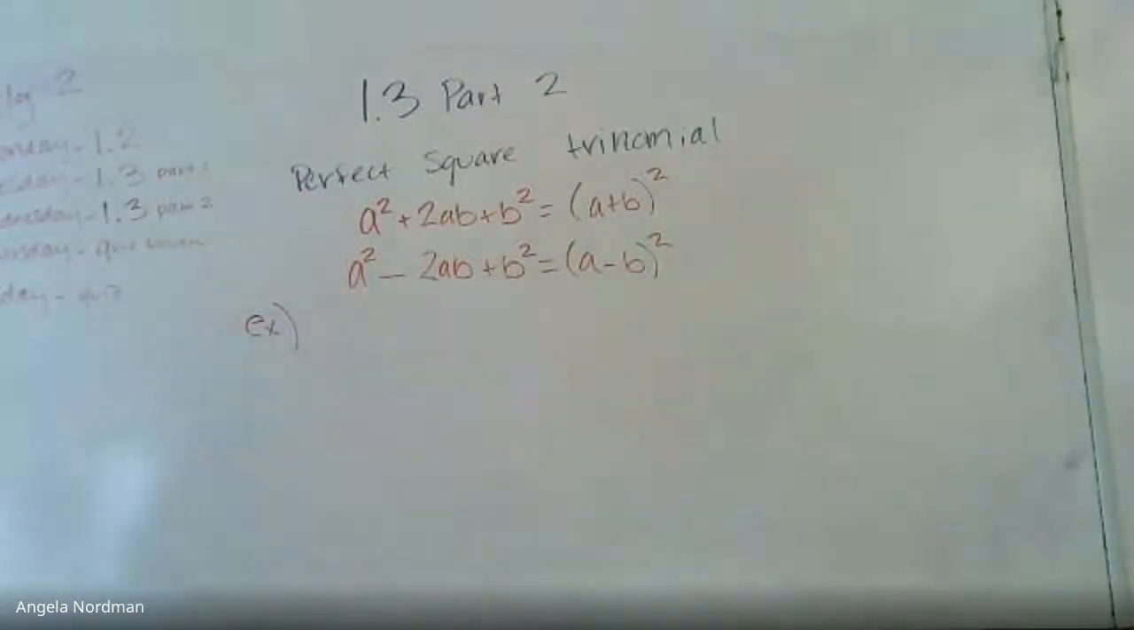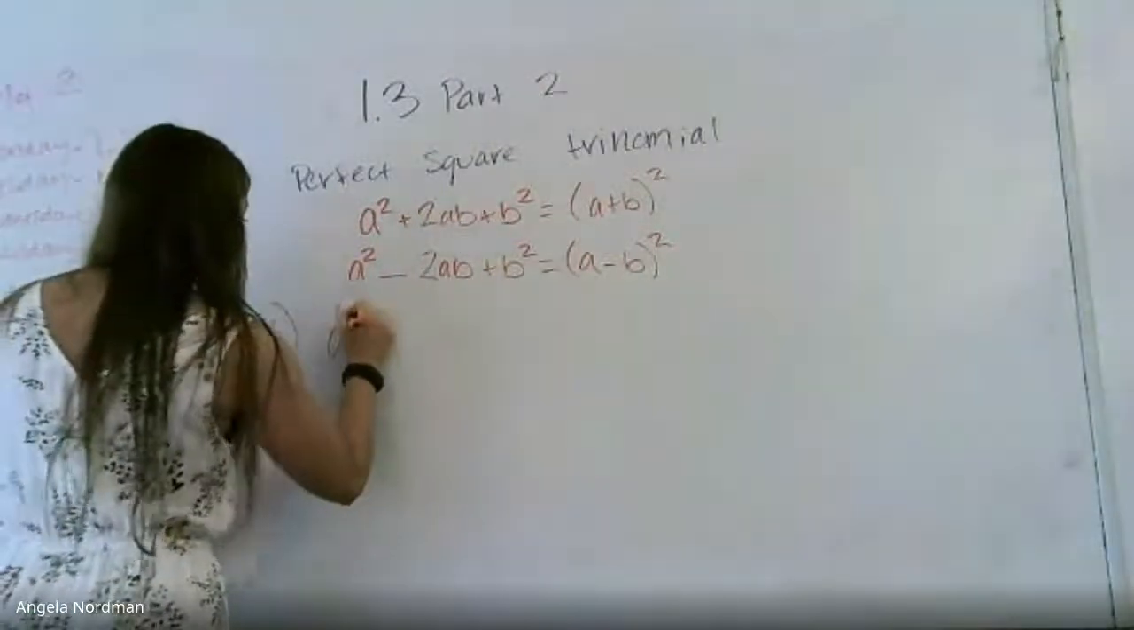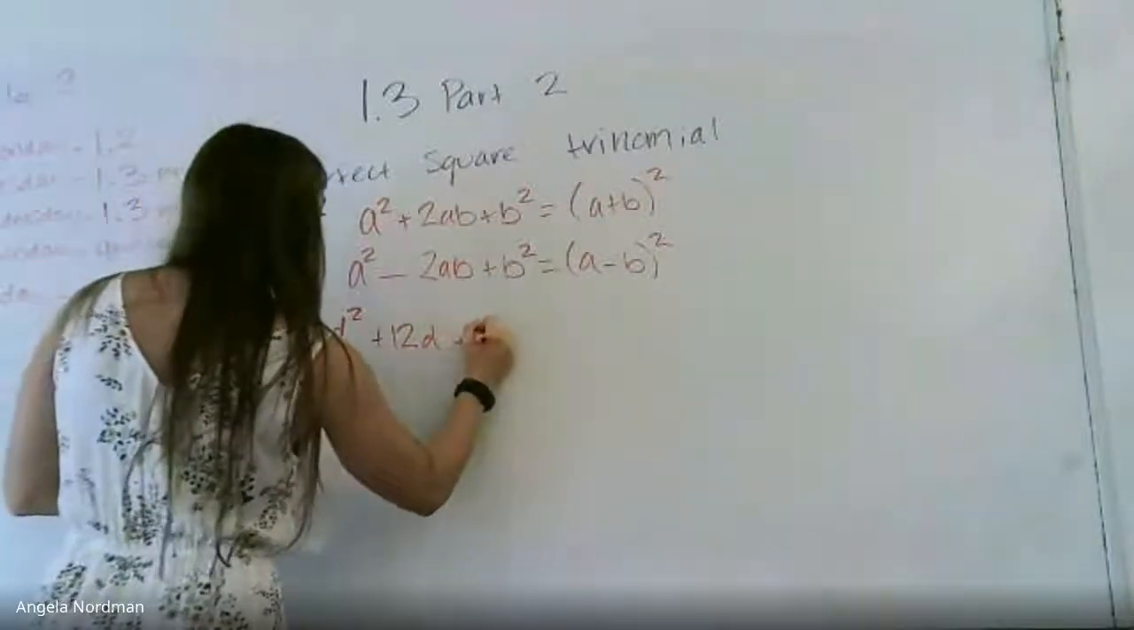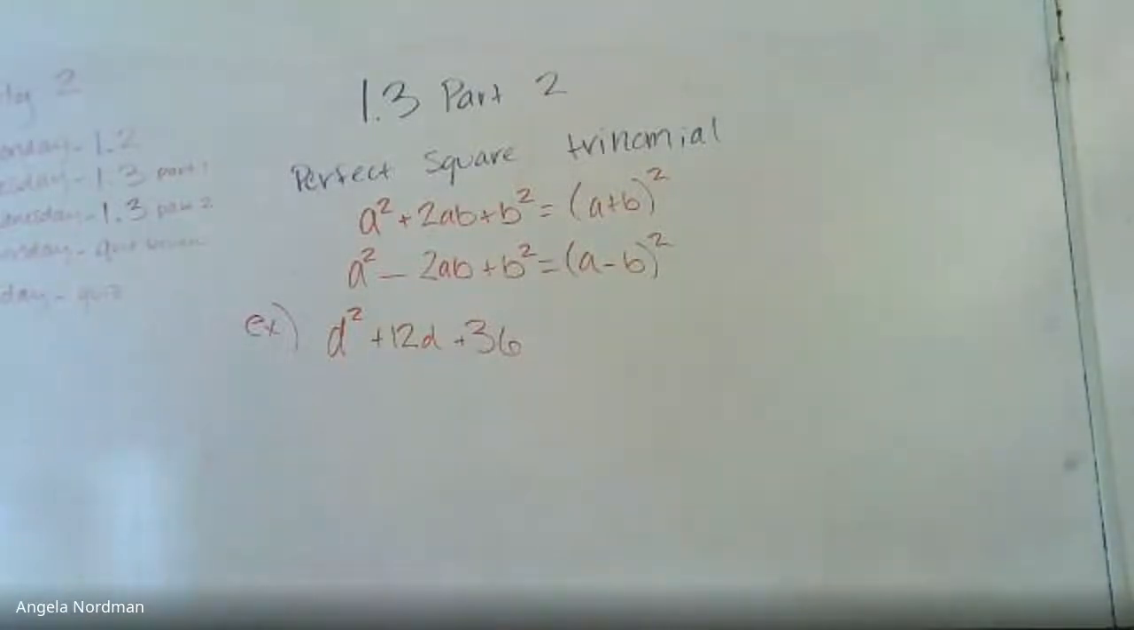So we're going to start with the first example. Where did I set that paper down at? Okay, our first example is going to be d squared plus 12d plus 36. So let's pay attention to the signs here.